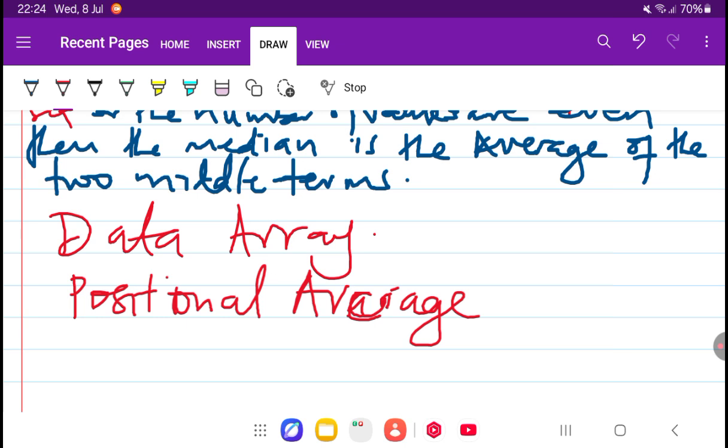Median is a positional average. We call it a positional average because it is that value that lies exactly in the middle of the data set after you have arranged or placed that data set in an order, or what we call an array.